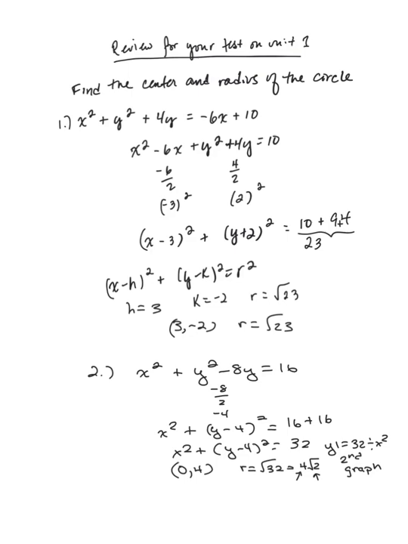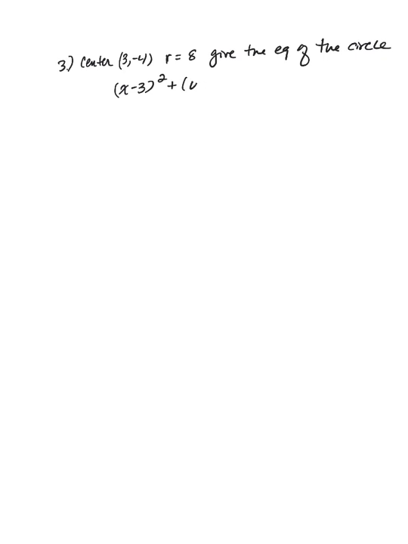All right, now say that I gave you the center and radius. So let's say I said the center is 3, -4, and I said r is 8, and you had to give the equation of the circle. In that case, you would just use your formula for the circle, x minus 3 squared plus y minus -4 squared equals 64. Okay.